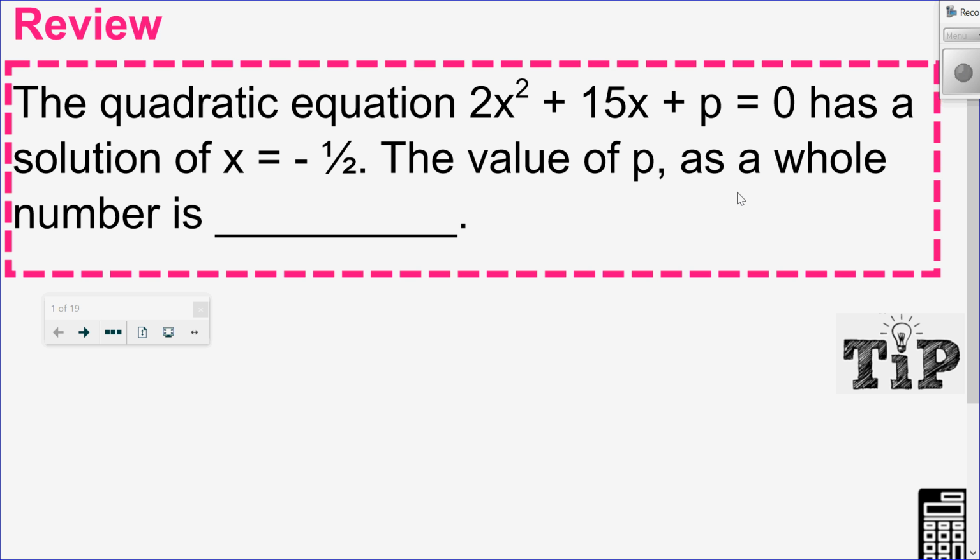In this lesson, we're going to cover factoring, solving by factoring. But before we begin that, I want to review what we did in Lesson 4.1. So let's start with this review question.